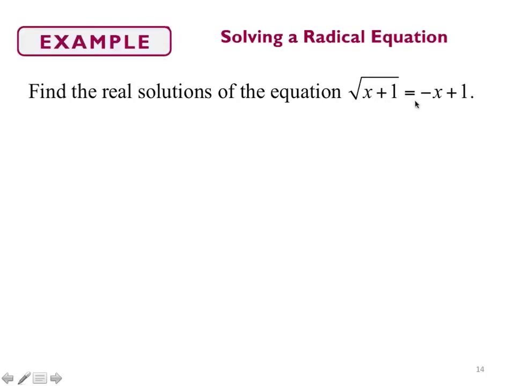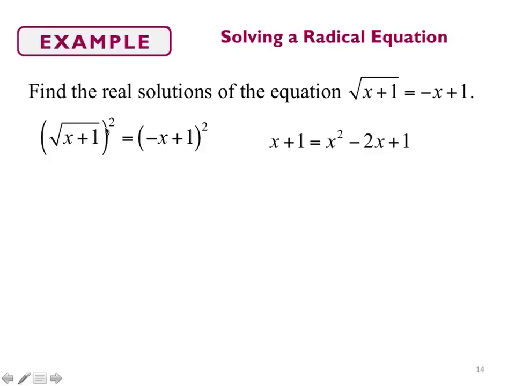All right, let's say we have something that looks like this. Square root of x plus 1 equals negative x plus 1. So if we square both sides, because we want to get rid of our square root, if we square the left-hand side, we have to square the right-hand side as well. So when we square the left-hand side, it's just going to go away. The square root and the square cancel, so we're just left with x plus 1.